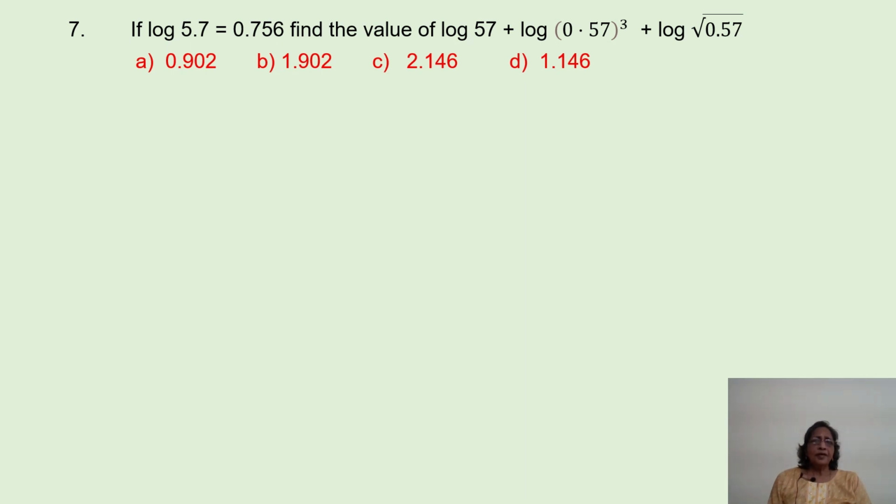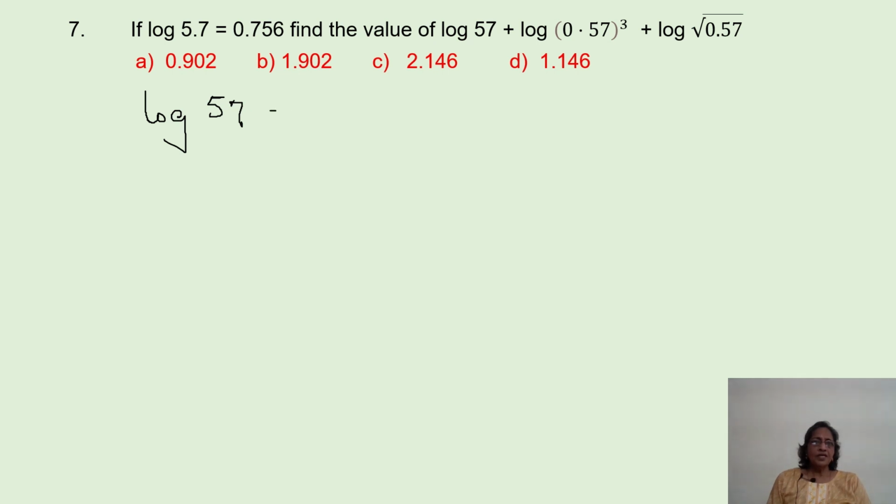Now, this is a little bit of a tricky sum. So let's see what we have got here. We have got log 5.7 is given to you. We need to find the value of log 57 plus log 0.57 raised to 3 plus log under root 0.57. So if you look at what you need to find, everything is related to the logs that you have already got. So let's take log of 57.